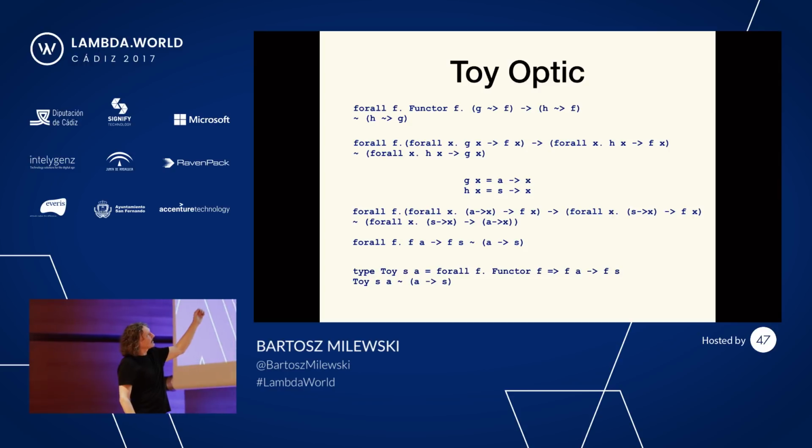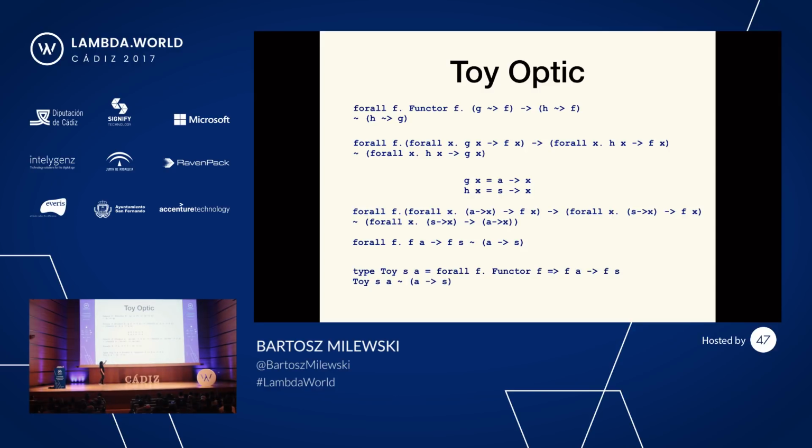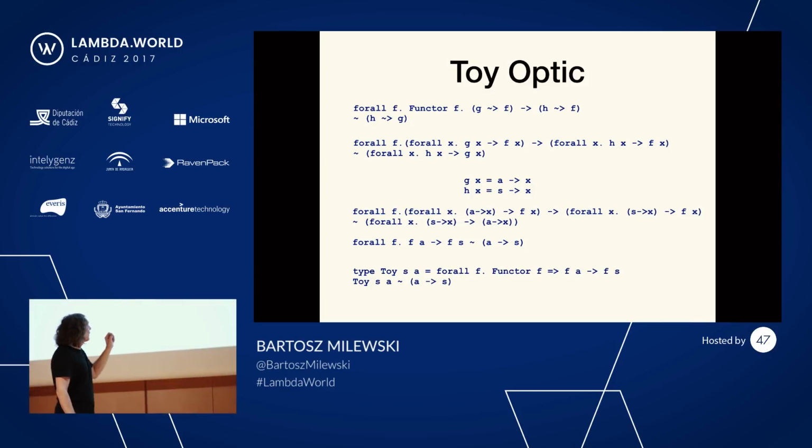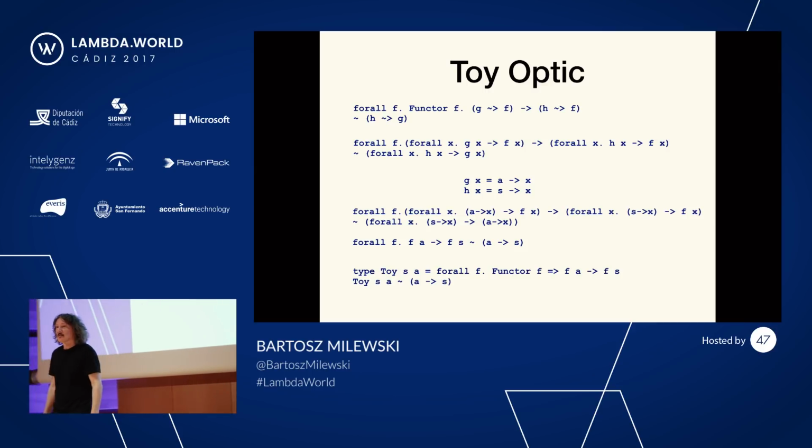So after rewriting this, here's the final result. Okay? And I can say this is type toy lens, parameterized by S and A, for all f, where f is a functor, fa to fs. So if you squint, this looks very much like one of these profunctor lenses, except with a functor, right? And I'm showing that this is equivalent to just a straight function from A to S.